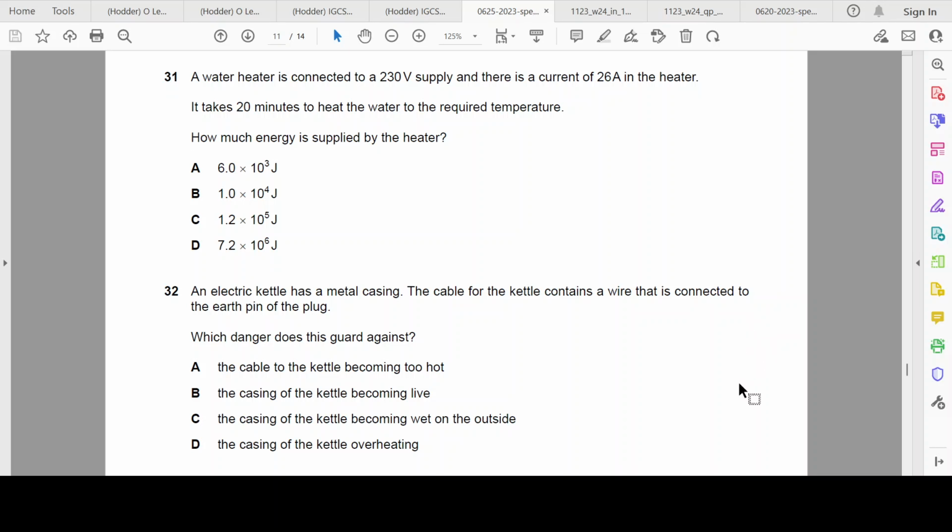A water heater is connected to a 230-volt supply, and there is a current of 26 amperes in the heater. It takes 20 minutes to heat the water to the required temperature. How much energy is supplied by the heater?